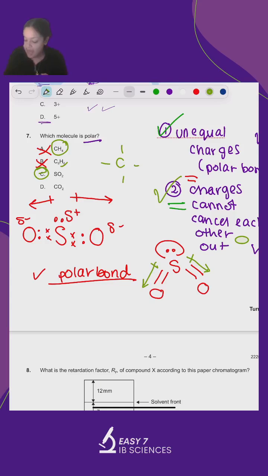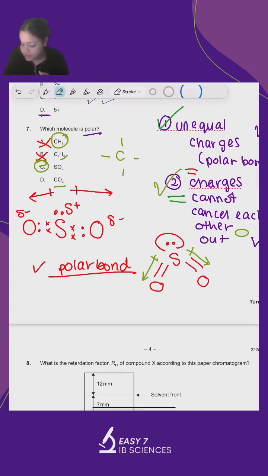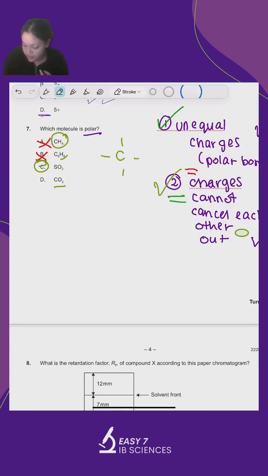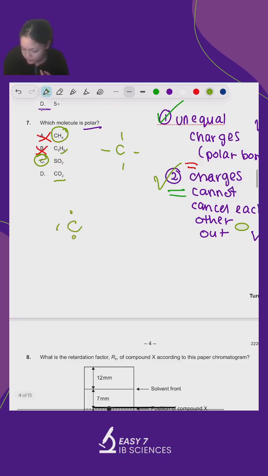And then here we have CO2, which I can show you why that is nonpolar. Carbon here has 4 valence electrons, and oxygen has 6 valence electrons, so it forms 2 minus. So it's actually going to form a double bond here and a double bond there. Sorry, guys.